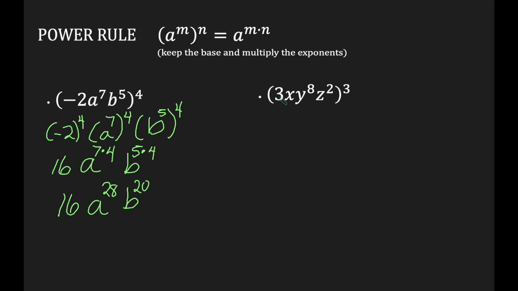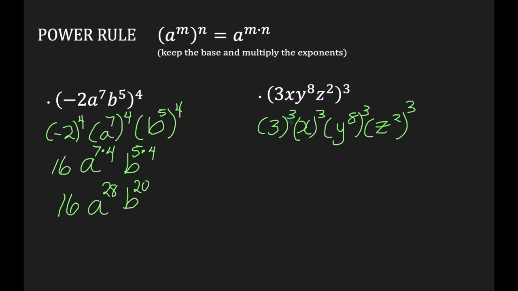Here I have 3xy to the 8 z squared, and all of that is raised to the 3rd power. Now every term within the parentheses will be raised to the 3rd power. So the 3 is raised to the 3rd power, the x is also raised to the 3rd power, the y to the 8 is raised to the 3rd power, and the z squared is raised to the 3rd power.